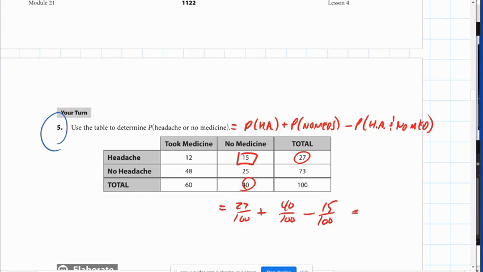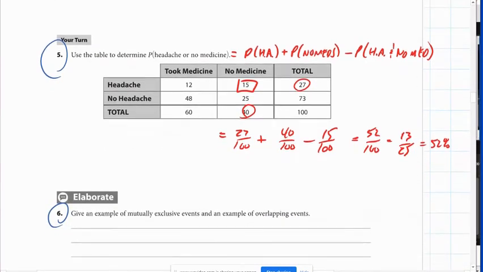And so then that is 52 out of 100, or 13 out of 25, or 52%, and that's it for problem 5.